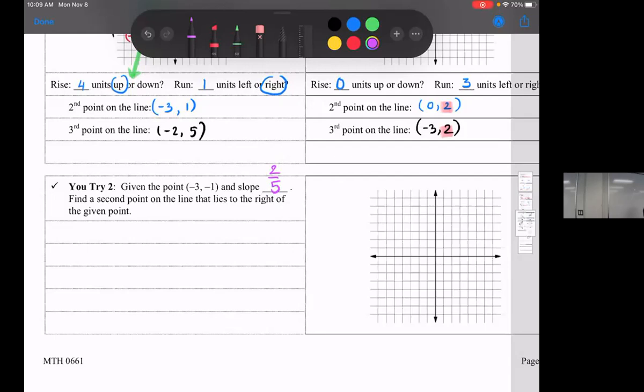You start from the original. The original will be (-3, -1), and then you count.